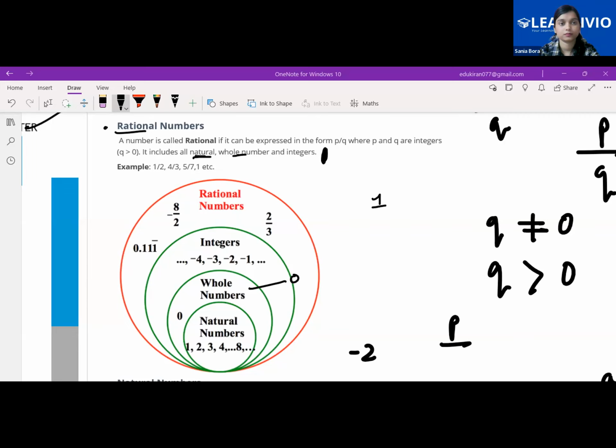Ma'am, do we have to draw the figure? Manal, you are not audible properly. Be loud. Ma'am, do we have to draw the figure? No need to draw the figure. That's it till here.